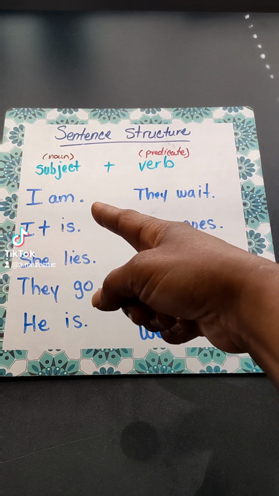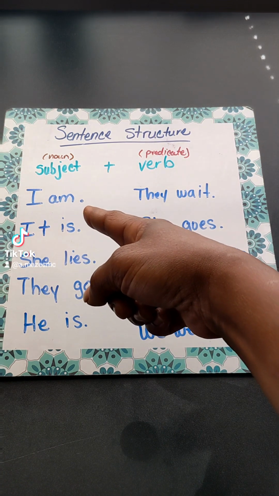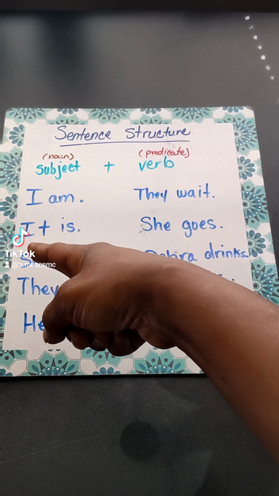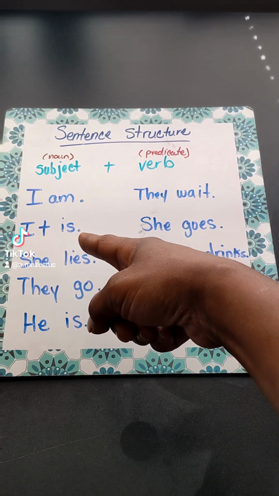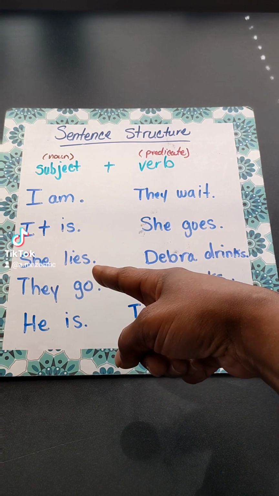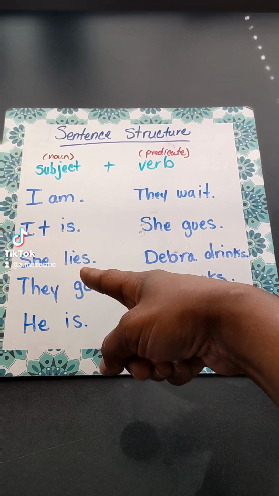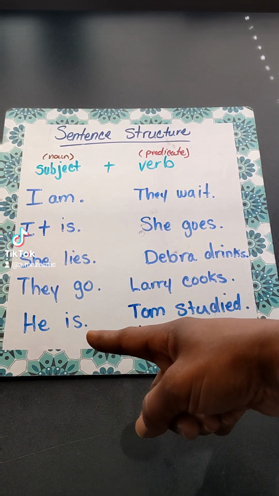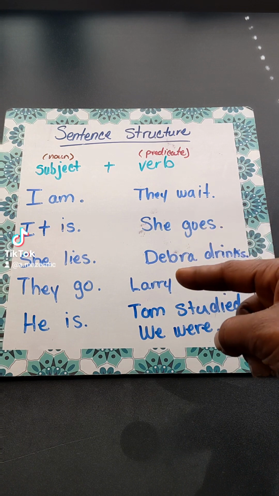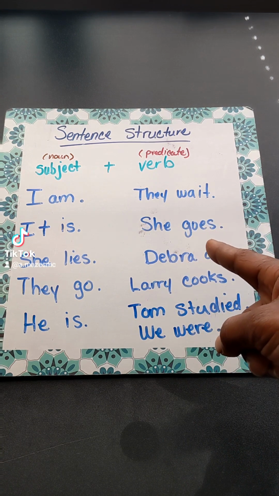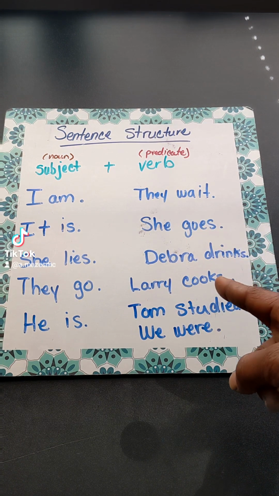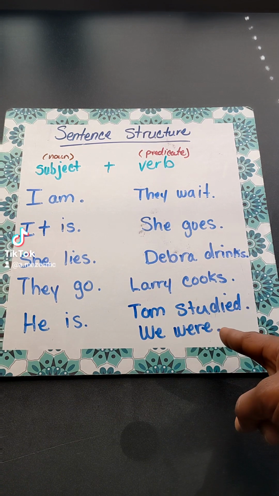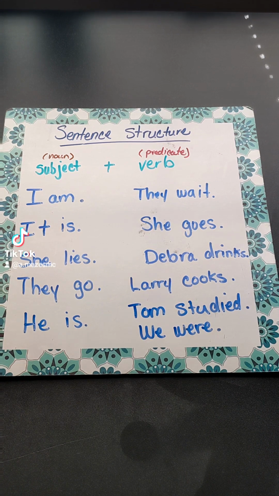So here we go. You got I am. That is a complete thought because am is a finite verb. It is. That's a finite verb. You've got your subject, which is it, and your finite verb is. She lies. This is a finite verb. They go. He is. They wait. She goes. Deborah drinks. Larry cooks. Tom studied. We were.